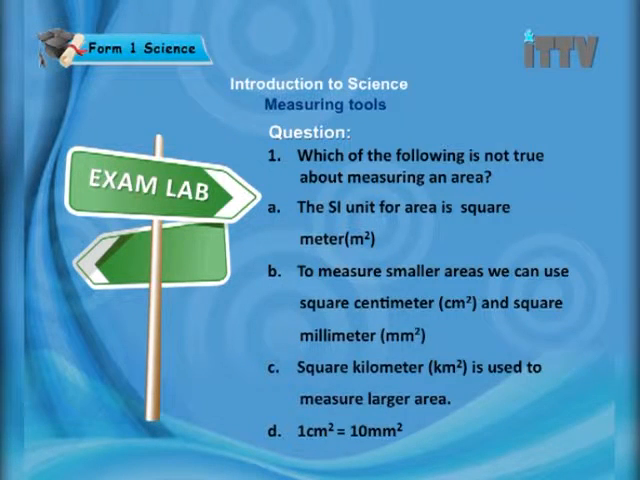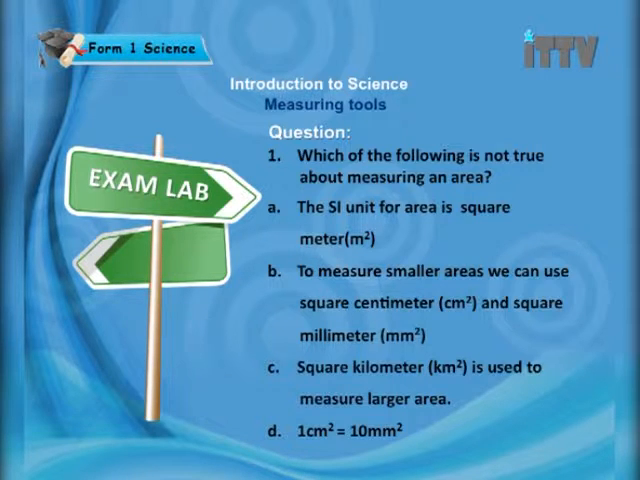Question 1. Which of the following is not true about measuring an area? A. The SI unit for area is square meter. B. To measure smaller areas, we can use square centimeter and square millimeter. C. Square kilometer is used to measure larger area. And lastly, D. 1 square centimeter is equivalent to 10 square millimeter. So, which is not true about the measuring tools of an area in this question?